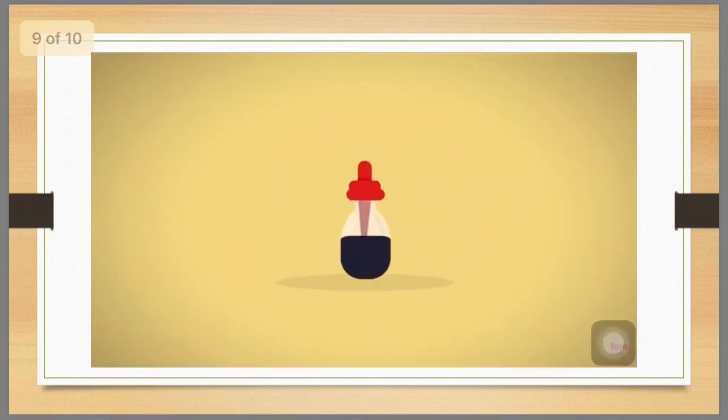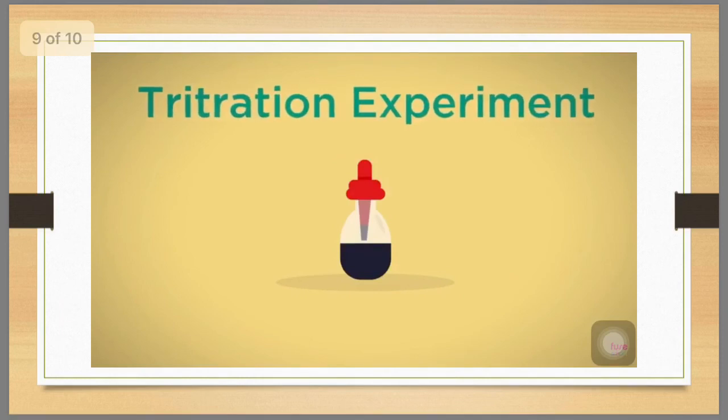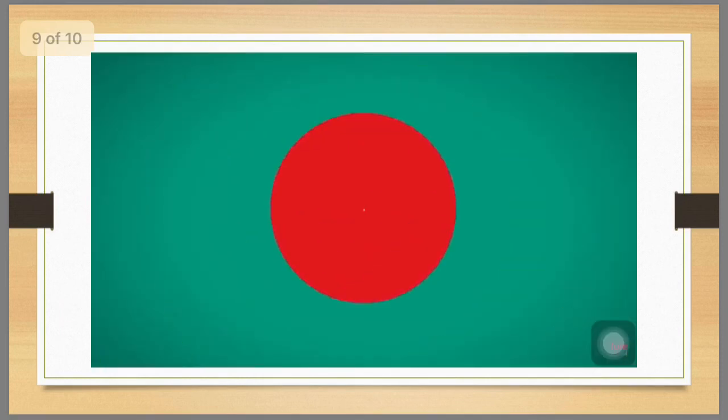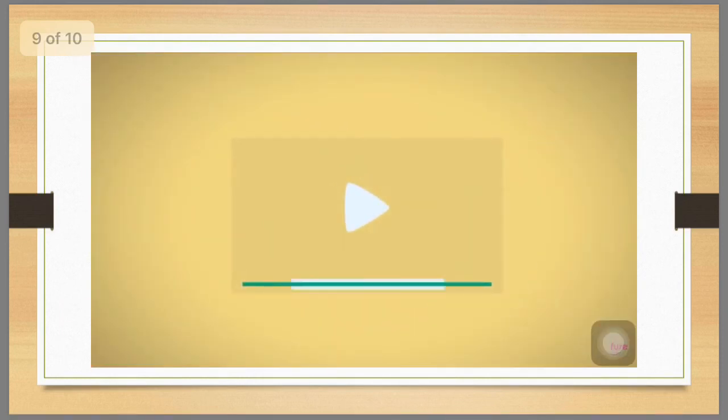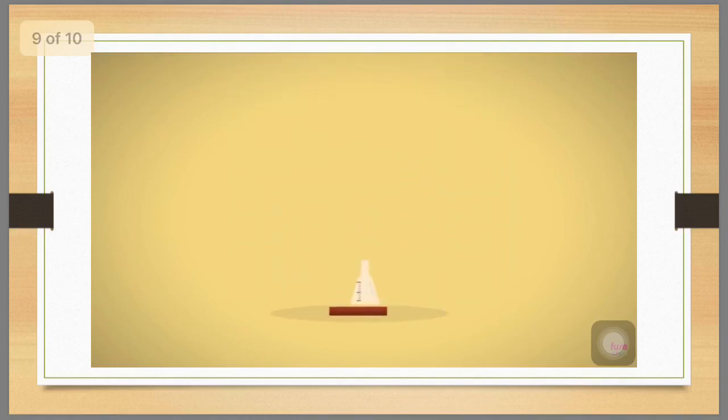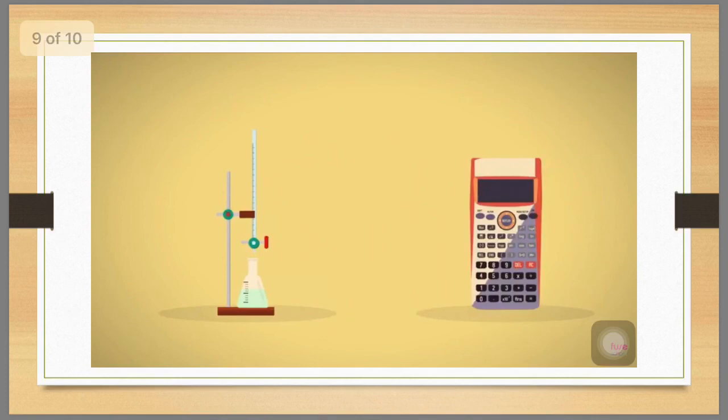You may need to use an indicator to signal the end of the reaction. You can calculate the concentration of an acid or an alkali by carrying out a titration experiment. In this video, we're going to look at how to carry out titrations. In the next video, we will then look at the calculations to go with the experiment.